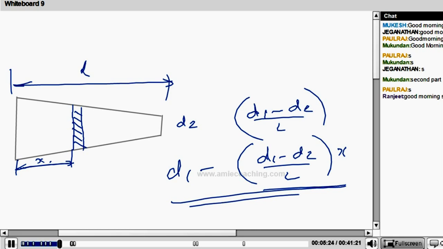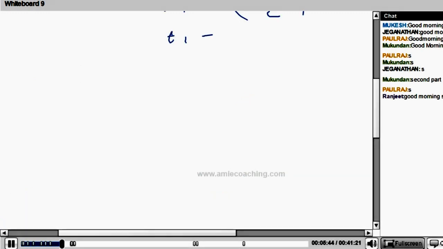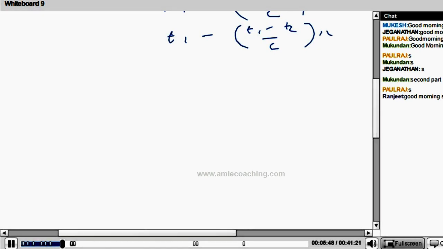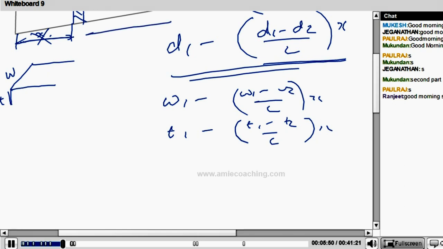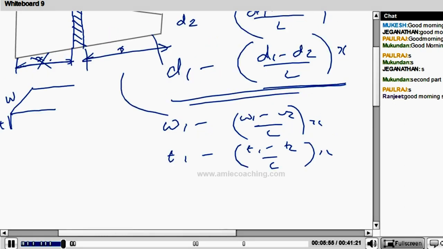Like that way, you have to check the width variation as well as the thickness variation. Both things you have to check. Say delta W or Wx equals what? W1 minus W2 divided by L into x. And T is T1 minus T2 divided by L into x. Suppose this x distance is taken from here. Okay. Can you change this equation?